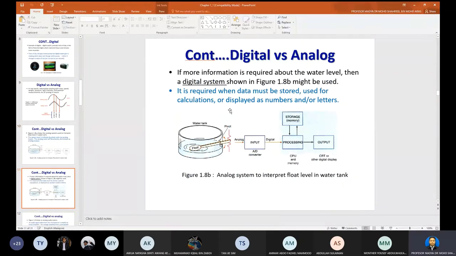So you can see we have another converter that we call the ADC converter here. From the analog output, we can convert into digital using this converter, and then it will be processed in the digital system. We have the storage, for example, and then the output will be displayed on the digital display, for example maybe this water level is 1 meter or 1.5 meter.